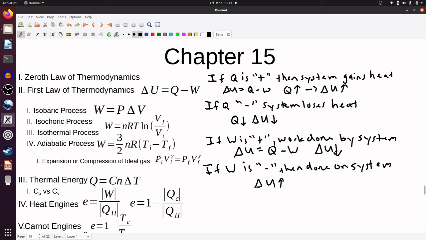Moving on, we have 4 of these processes we've talked about: isobaric, isochoric, isothermal, and adiabatic. Your isobaric process is where you have a constant pressure. This is like work is equal to P delta V. You have a constant pressure, but your volume changes, and this is how you can find work.